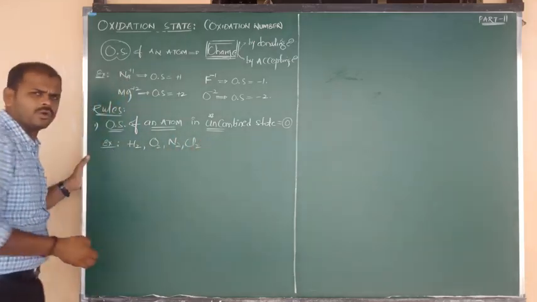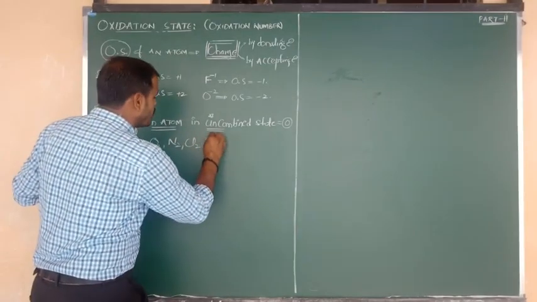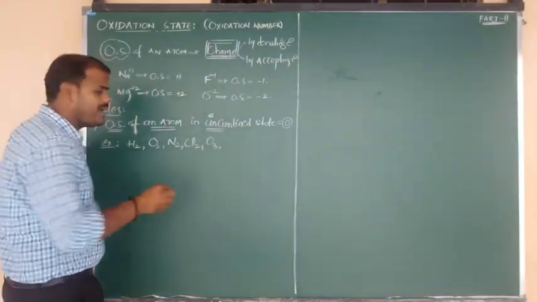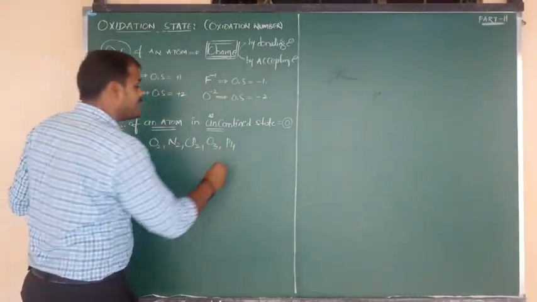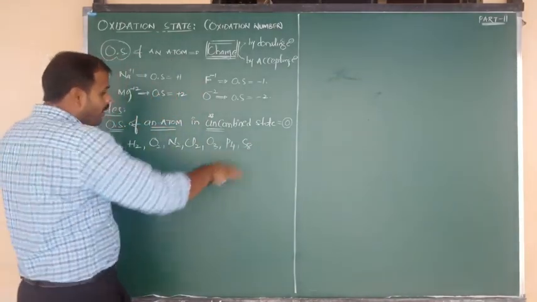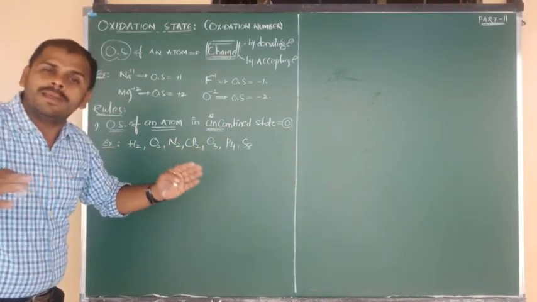Next one, Cl2, and Br2. And also ozone. Ozone formula is O3, free form, uncombined form. Okay, next one is phosphorus. What is the formula of phosphorus? P4. And also sulfur, that is nothing but S8. All these are nothing but the uncombined forms, elementary forms.